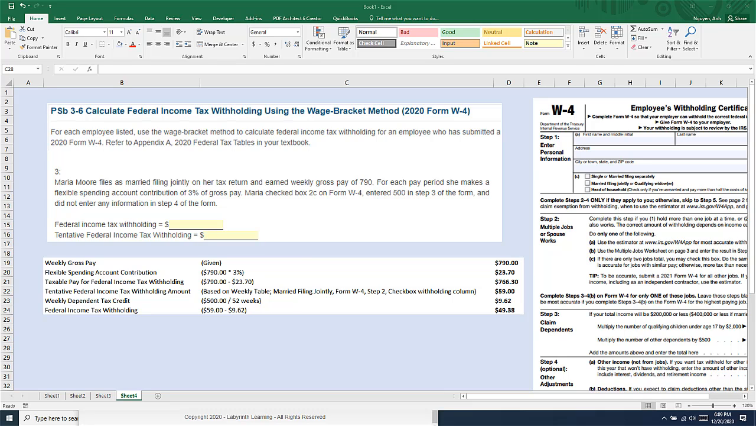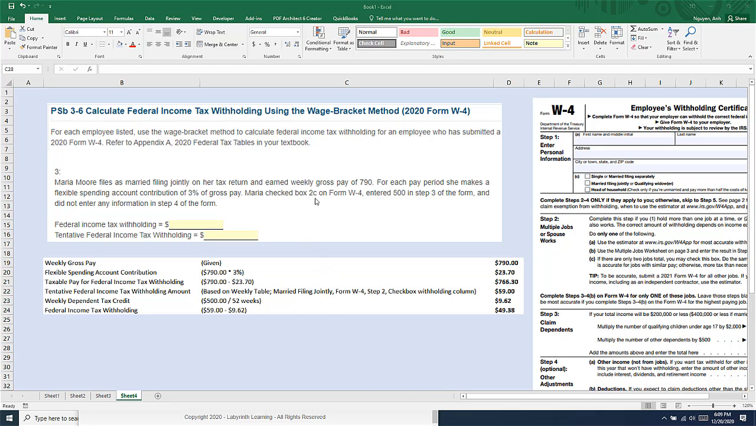And Maria checked box 2C on Form W-4. What does checking box 2C on Form W-4 mean? We'll go through that. And she entered 500 in step 3 of the Form W-4. And I'll show you that. And she did not enter any information in step 4 of the form. All right. So let's examine Form W-4.